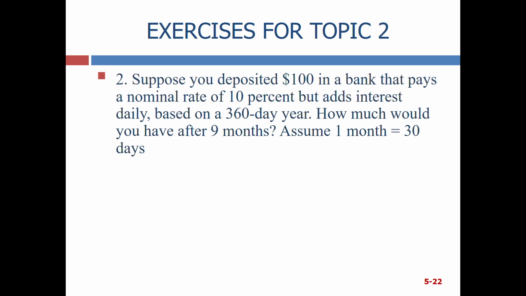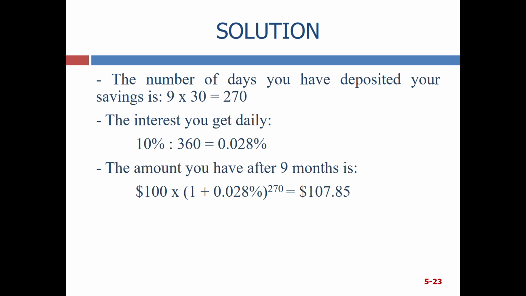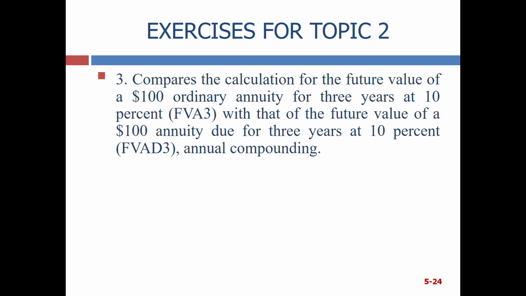8. Exercise 2 is similar to exercise 1. The purpose is to familiarize you with the formula for calculating the time value of money. The number of days you have deposited your savings is 9 months multiplied by 30 days per month equals 270 days. Next, you calculate daily interest by dividing 10% by 360 days in a year. So, the amount you have after 9 months is $107.85.